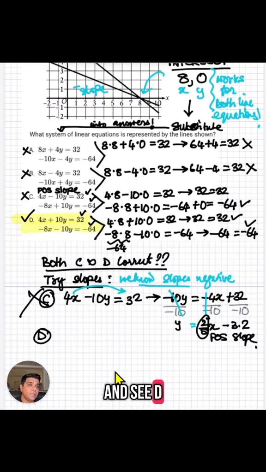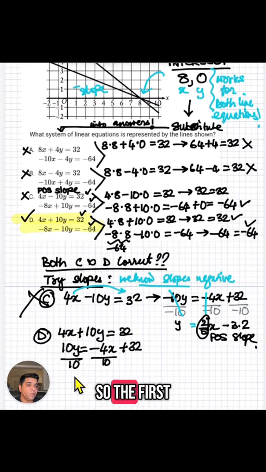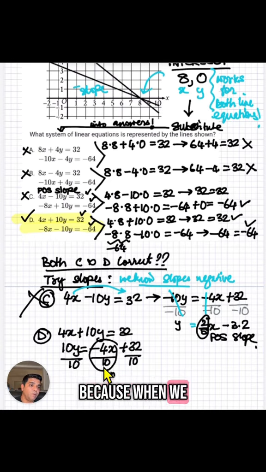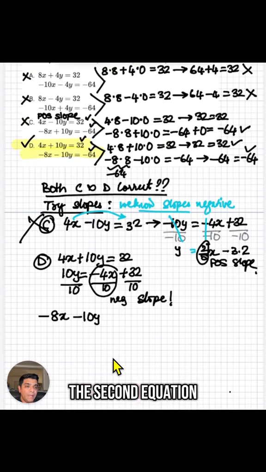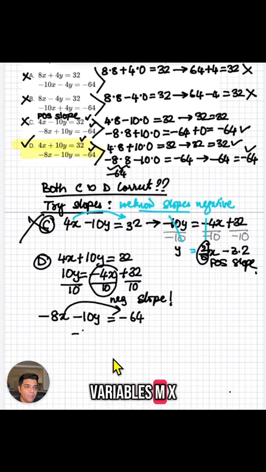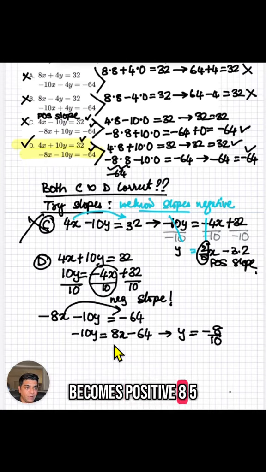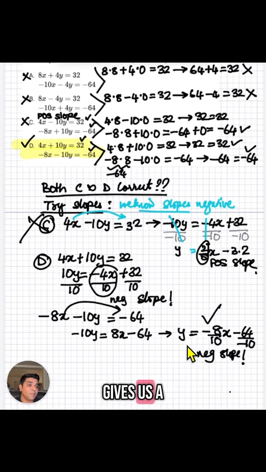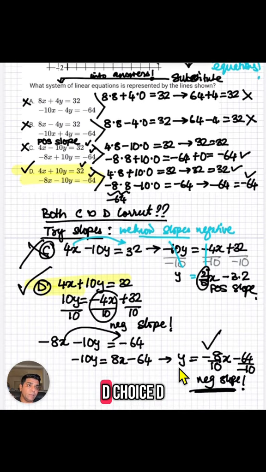So let's see. D is the correct answer, but let's see if this works. Let's write both of these equations in slope-intercept form. The first one has a negative slope, because when we bring the 4x over, it becomes negative. The second equation, let's write it in y equals mx plus b form. Negative 10y: bring the 8x to the other side, and divide both sides by negative 10. That also gives us a negative slope. So we see very quickly that both slopes of choice D are negative, so that is indeed the correct answer.